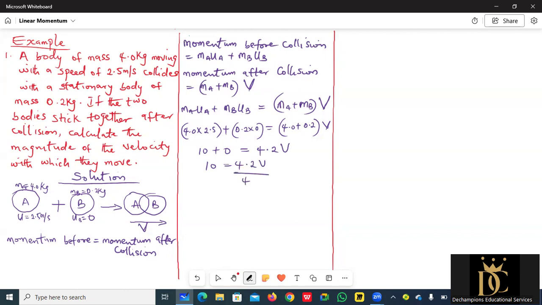So divide both sides by 4.2 now to get your answer. So this cancels this. So you have V equals, when you use your calculator to divide, 10 divided by 4.2, and that gives you 2.38 meter per second. And that is the velocity with which the two bodies move after collision. And that is referred to as the common velocity. And that's our final answer.